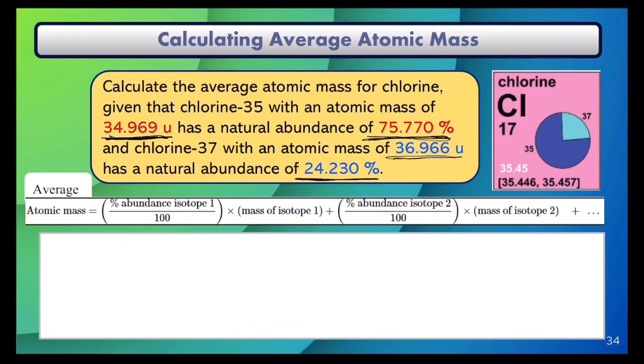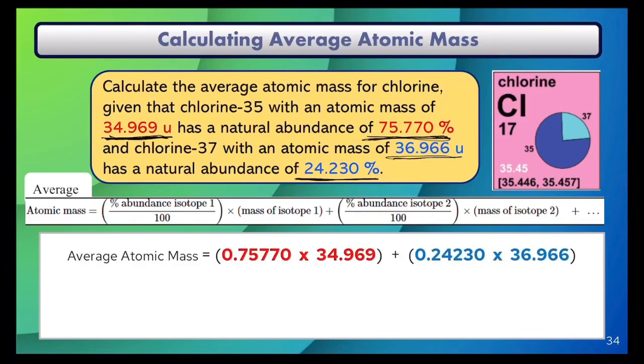Okay, so we're going to use the same equation, if that's helpful to you, and simply plug in our numbers. We're solving for, remember, average atomic mass. So we're going to set that equal to the first fractional abundance, 0.75770, multiplied by the atomic mass of chlorine-35, which is right here. And then we use the second natural abundance, convert that to a decimal, and multiply it by its atomic mass.